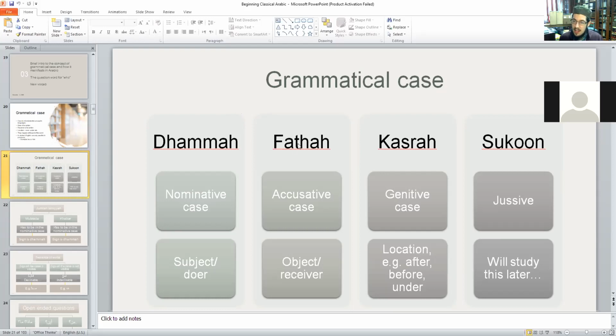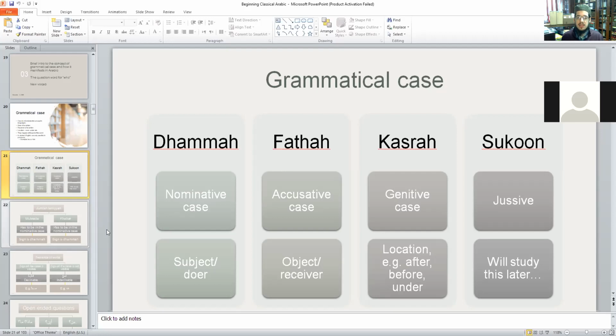If you see a fatha, then you are in the accusative case. This indicates that something is the object of a verb or the receiver of a verb. If you see a kasra, this indicates that it is in the genitive case. This has to do with either it comes after a preposition, meaning we're talking about a relationship of time and place, or it's part of a possessive construction. It indicates that it possesses something else.